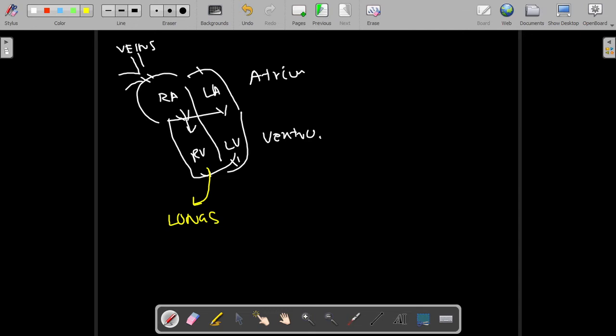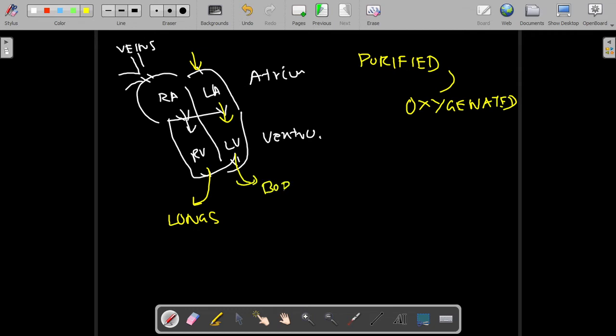At the same time the purified blood, by which I mean oxygenated blood, returns back from the lungs. This purified blood enters into the left atrium. From the left atrium it is pumped into the left ventricle, and from the left ventricle it is pumped to the entire body. This is the mechanical activity of the heart.